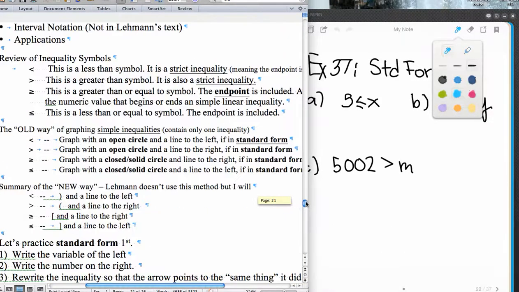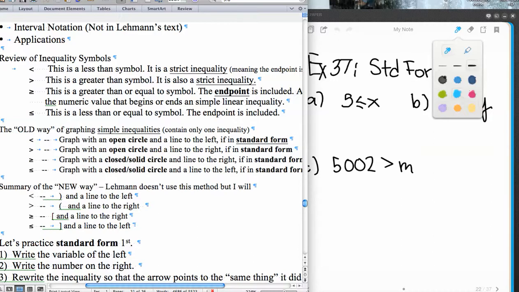So first of all, let's review our notation, and I'm just going to blow this up for a little bit so we can see these a little bit better. So the inequality symbols that we are going to be seeing are a less than symbol and a greater than symbol. These are both called strict inequalities, and that means that the endpoints are not included. An endpoint is a number which is in an inequality, and it's where the solution set begins or ends, and it continues on from there.